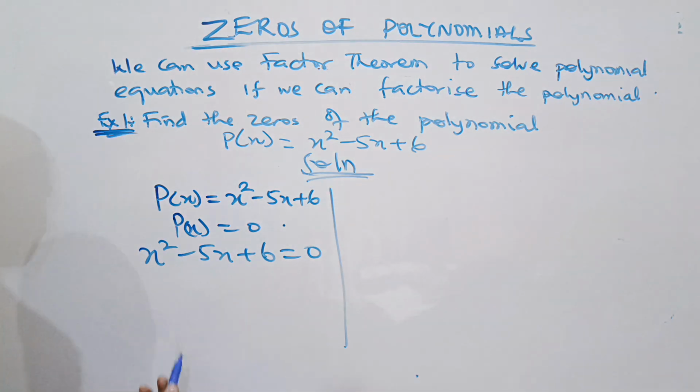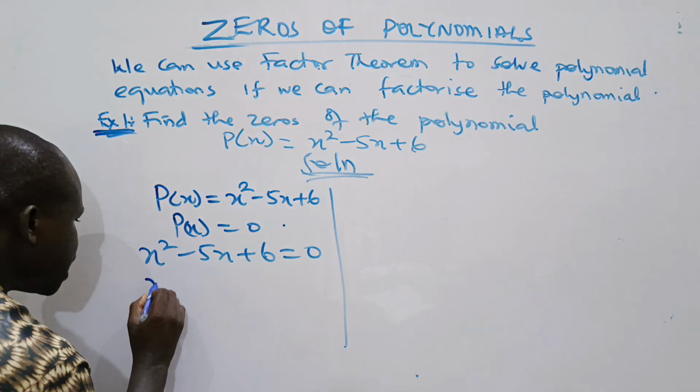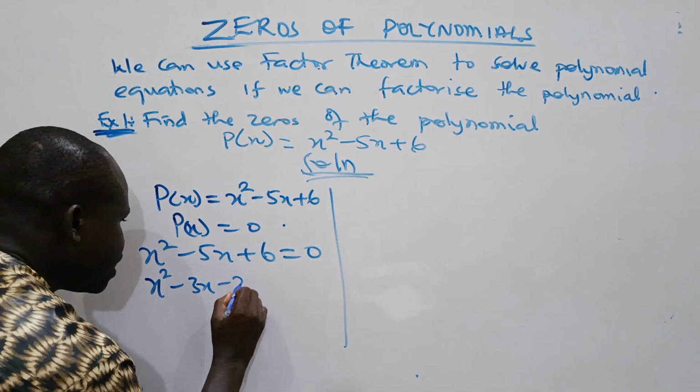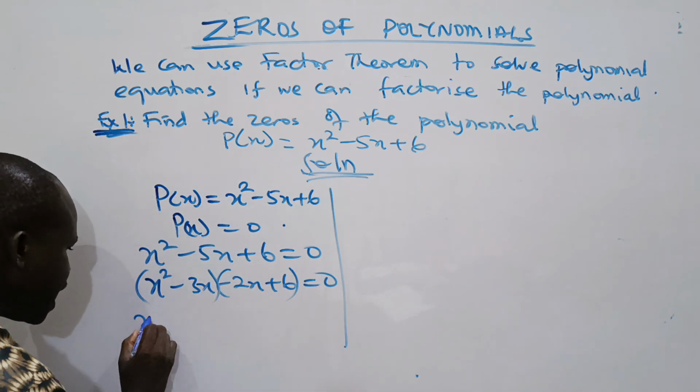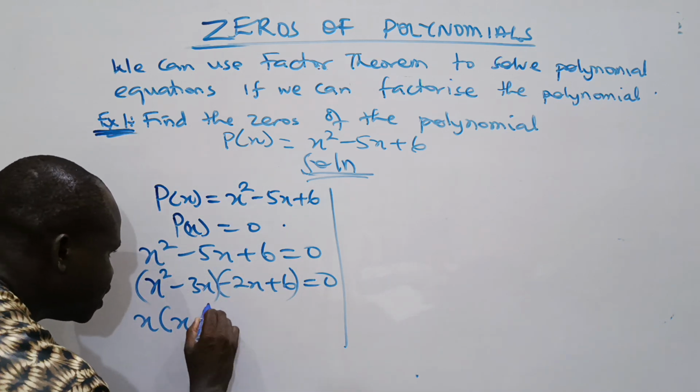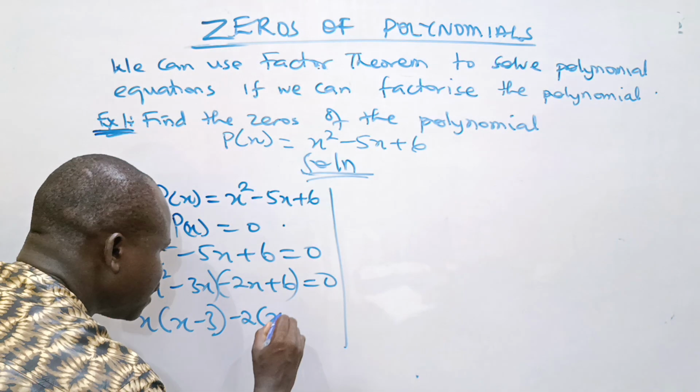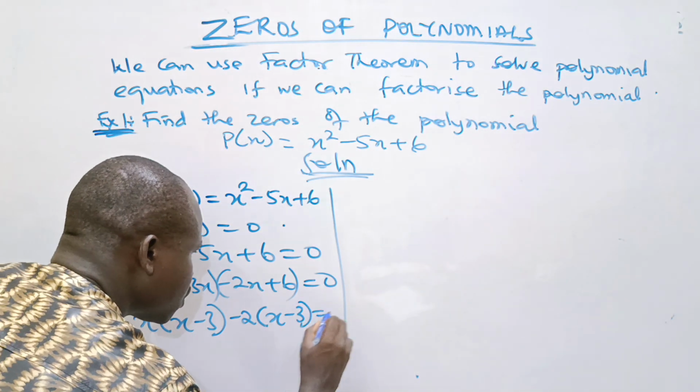Then can we factorize this? Yes. This will be x squared minus 3x minus 2x plus 6 equal to 0. Then we do the grouping. x is common in the first bracket, we have x minus 3. Then minus 2 is common in the second bracket, we have x minus 3 equal to 0.